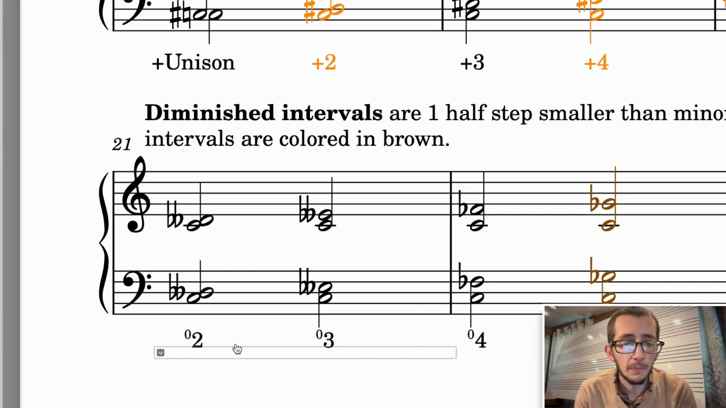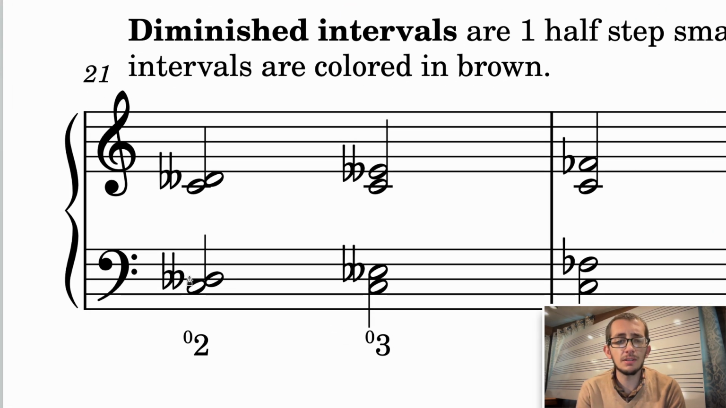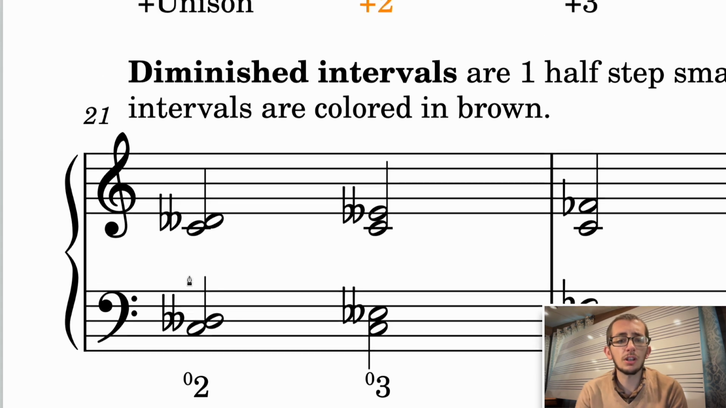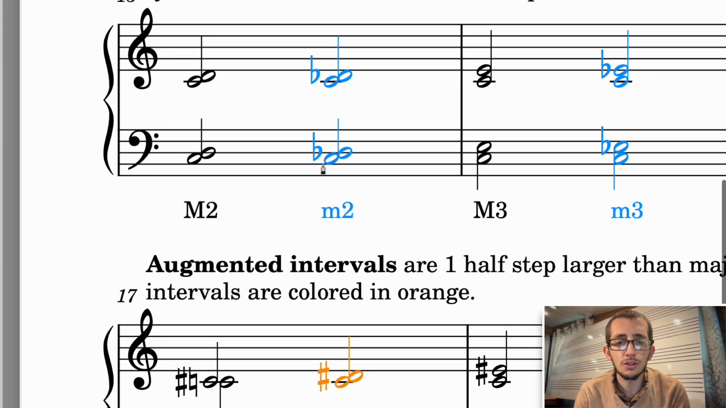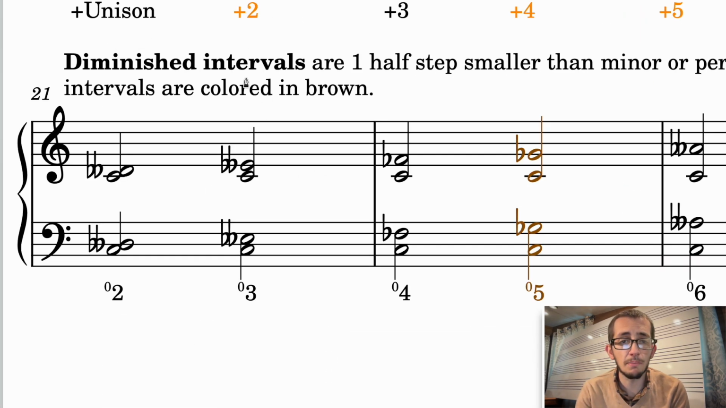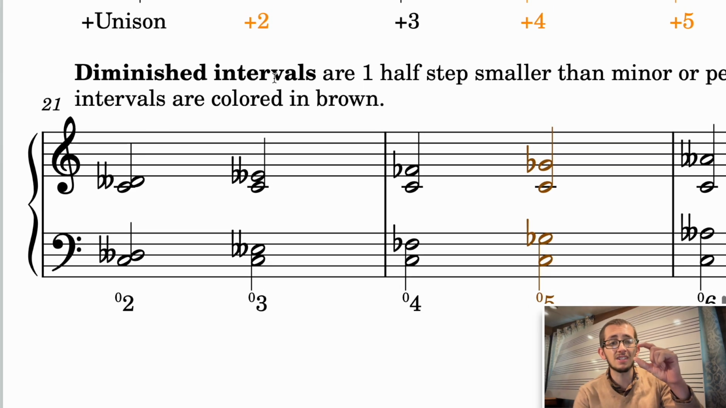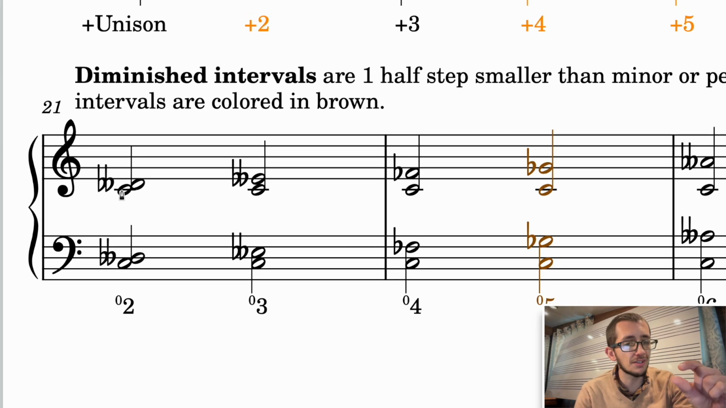If we remember, C to D was our major second, but then we took the D and lowered it by a half step to get our minor second. So C to D flat was our minor second. But in order to make this a diminished interval, we need to take that minor second and lower that by one more half step. So it's no longer C to D flat, it's C to D double flat. So C to D double flat would be a diminished second.